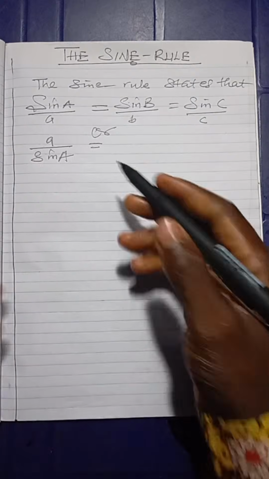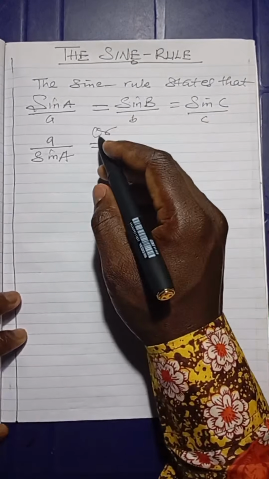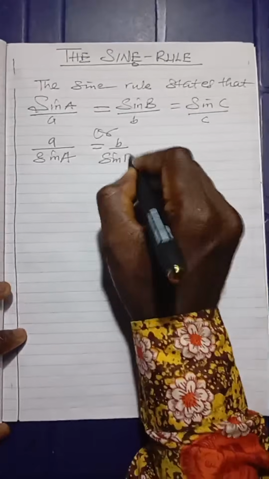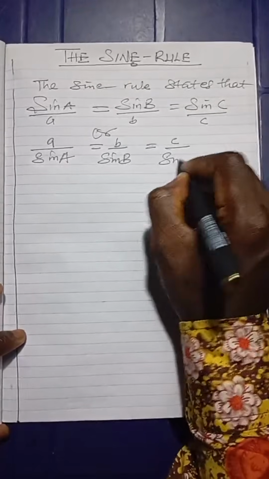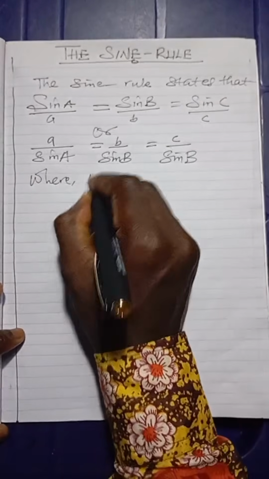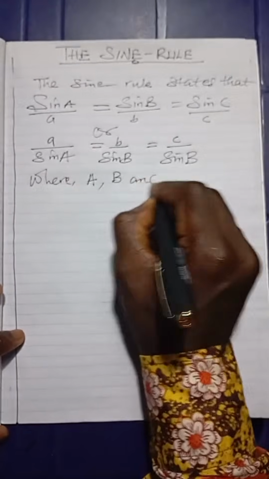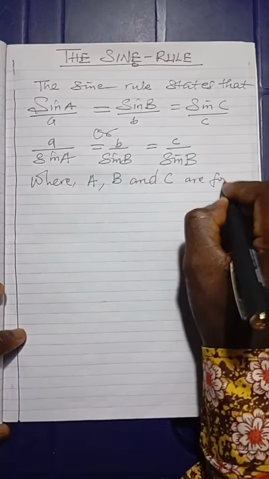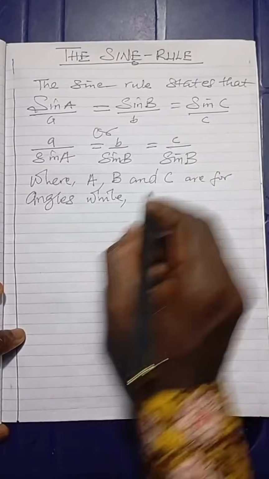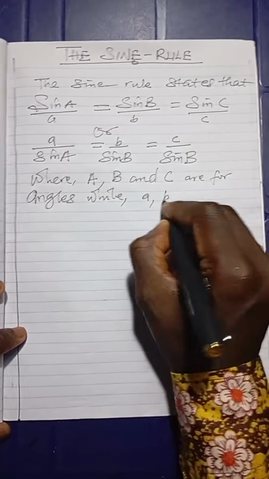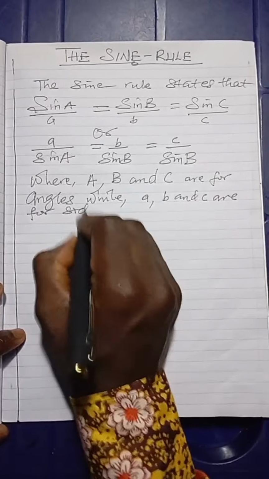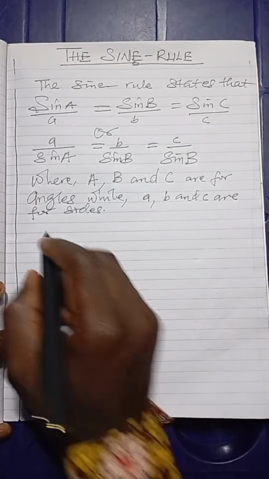So let's proceed. This is very simple, as I said. So either you say b over sine big B equals small c over sine big C. Now, where A, B, and capital C are for angles, while small letters a, b, and c are for sides. Now let's prove this. Proof.